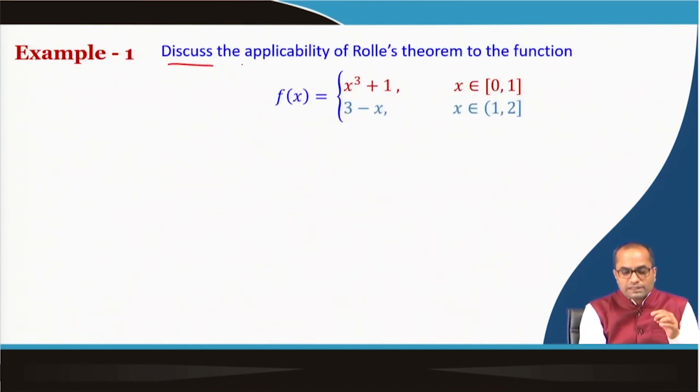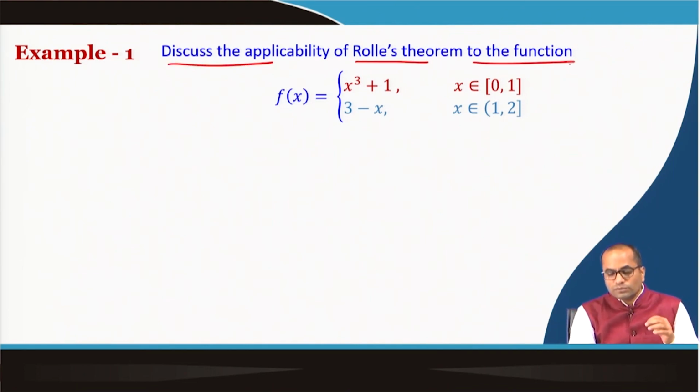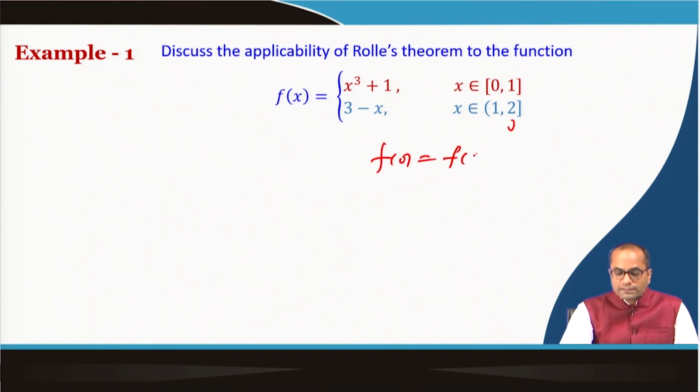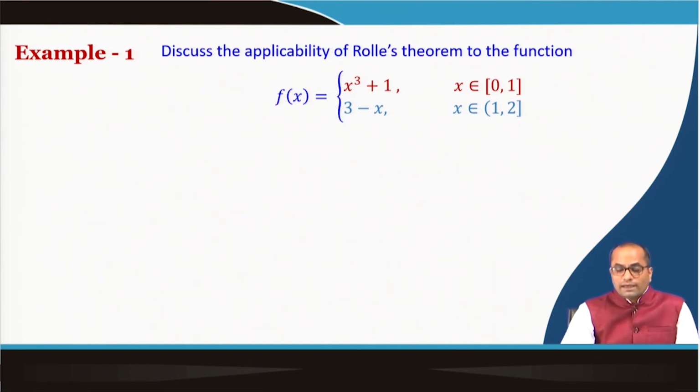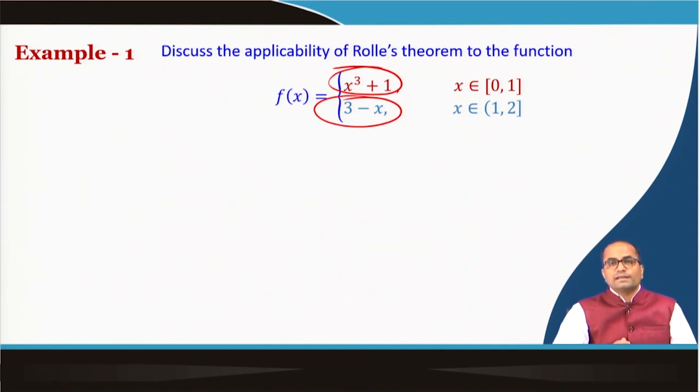Okay. So, some more examples. Here we discuss the applicability of Rolle's theorem to the function x cube plus 1 for x up to 1, and 3 minus x after that. What is happening in this function? f 0 is 1 and f 2 is also 1, so f 0 is equal to f 2, and that condition is there. Regarding the continuity, we need to check continuity at 1, because otherwise it is of course continuous in 0 to 1 and also continuous in 1 to 2. At 1 we have the continuity because this value will approach 2 and the other value at 1 will also approach 2. So, we have the continuity of the function as well.